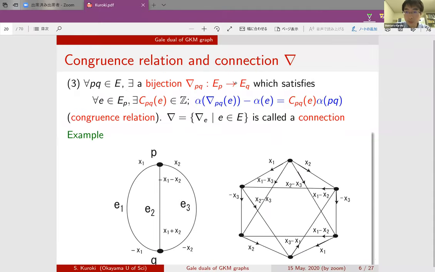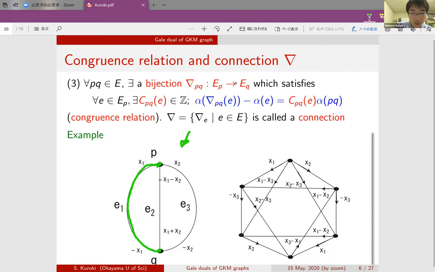Now let me show you some examples of GKM graphs. The following two labeled graphs satisfy the three conditions, so they become GKM graphs. Here x1, x2, or x1, x2, x3 are generators of the second cohomology of the classifying space of the torus. Let me check the three conditions on the first GKM graph. This graph has exactly two vertices, and these two vertices are connected by three edges. For example, the first condition is easy to check.